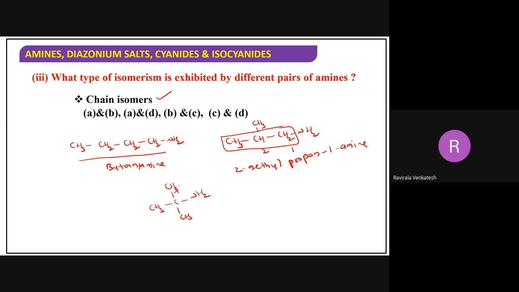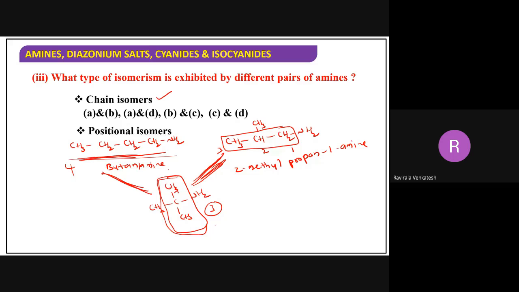But here what is happening, when you write this one, the chain isomer having 3 carbons, here also this is having 3 carbons. Now these two are not called chain isomers. But these two are called what? Chain isomers. Because here you are having 4 carbons. Here in the chain you are having how many carbons? 3 carbons. So this is about chain isomerism. Right?